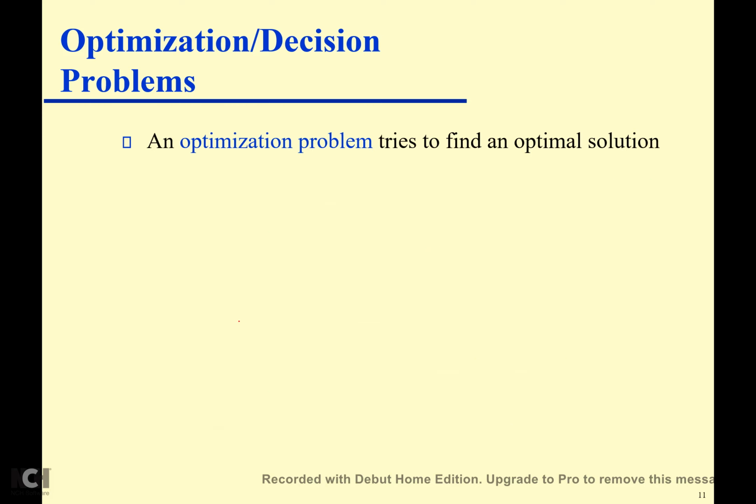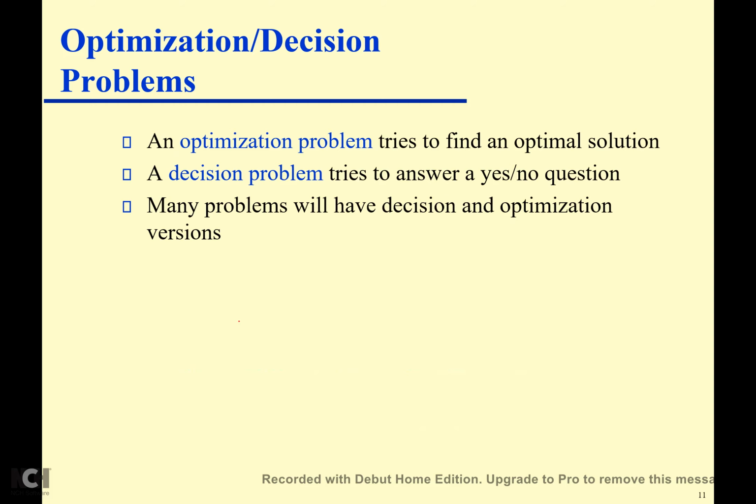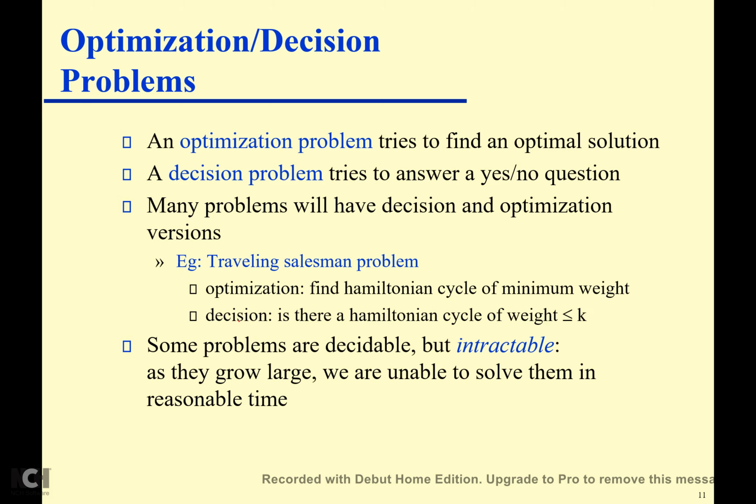An optimization problem tries to find the optimal solution. A decision problem tries to answer a yes-no question. Many problems have decision and optimization versions. For example, the traveling salesman problem. In the optimization version, people ask, find the Hamiltonian cycle of minimum weight. In the decision version, is there a Hamiltonian cycle of weight smaller than or equal to k?